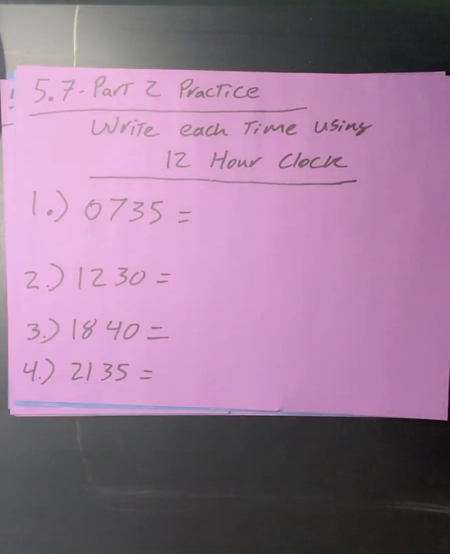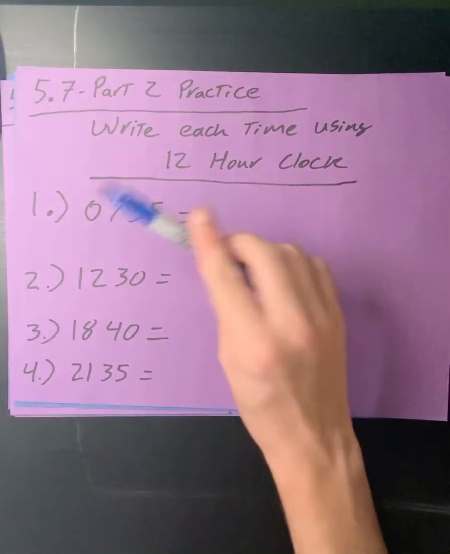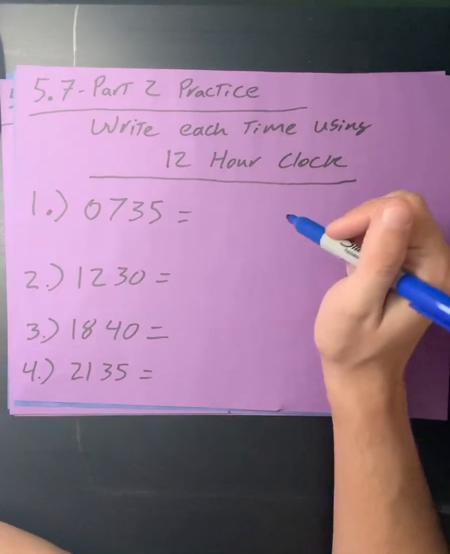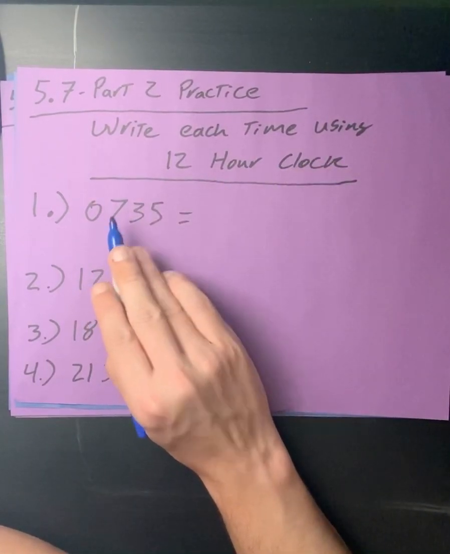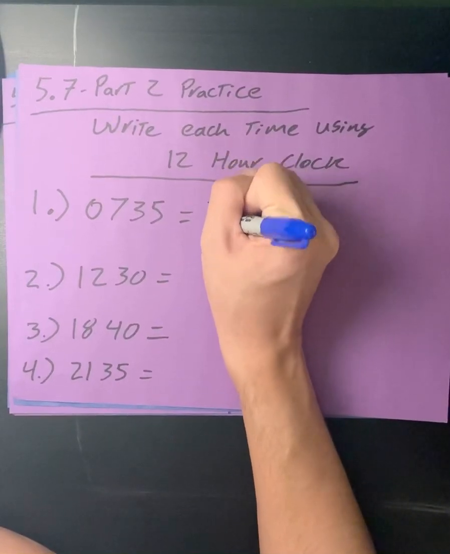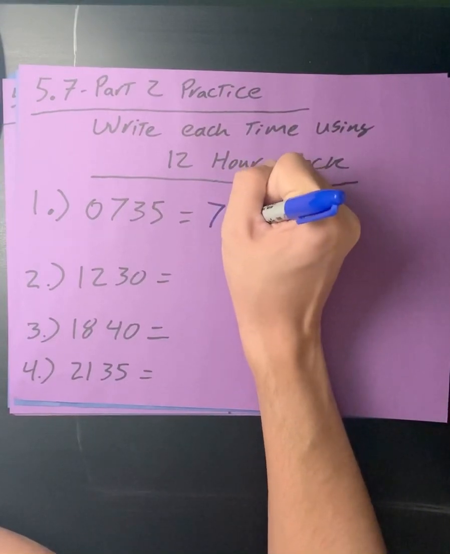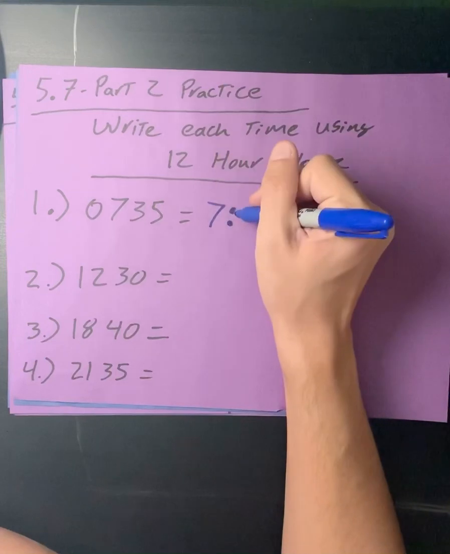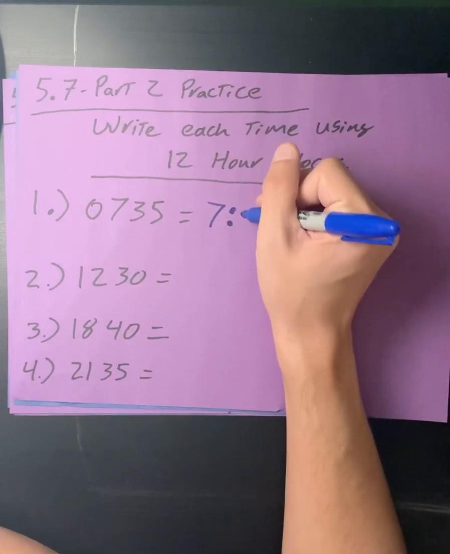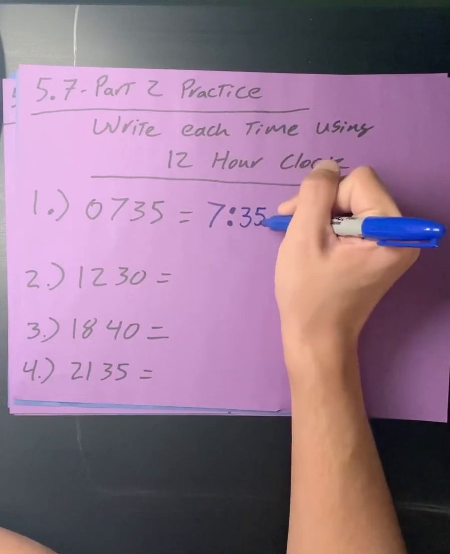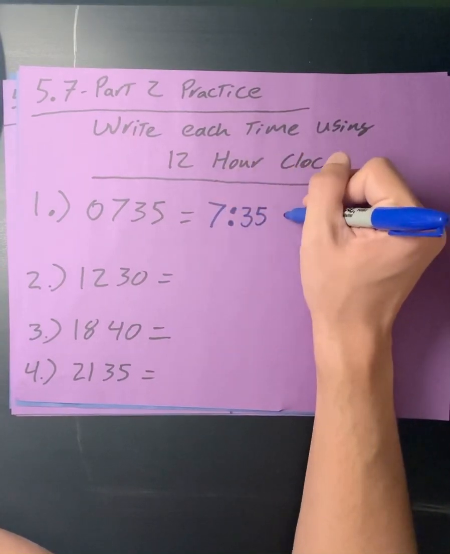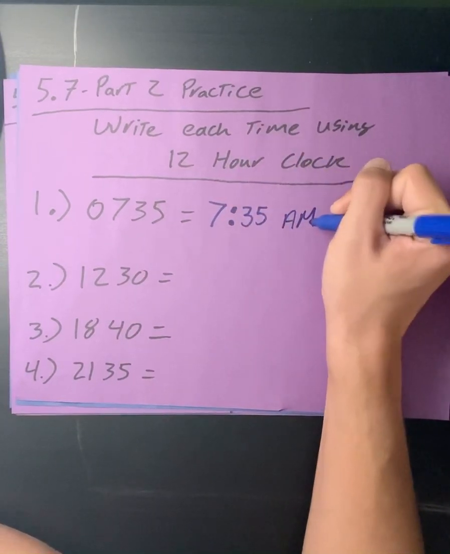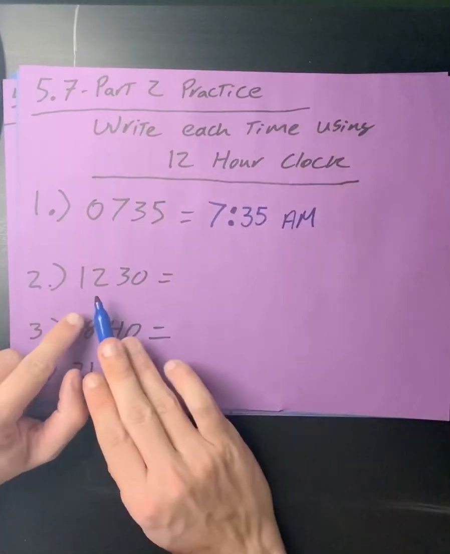All right, I'm gonna convert these 24-hour clocks into 12-hour time. It's 0735, so I'll just write this as 7. Between my hundreds and tens spot, I'll put my colon, followed by 35, that's the number of minutes. 7:35 a.m. Okay.